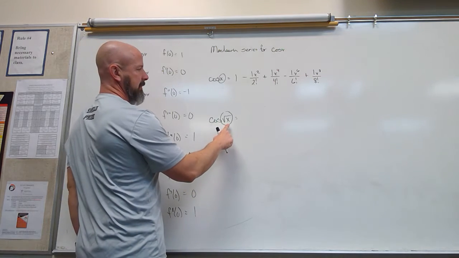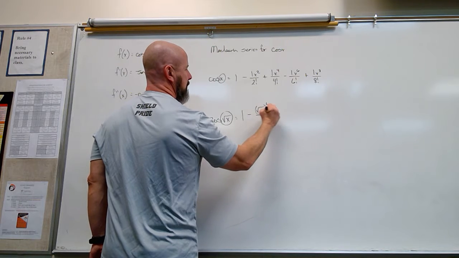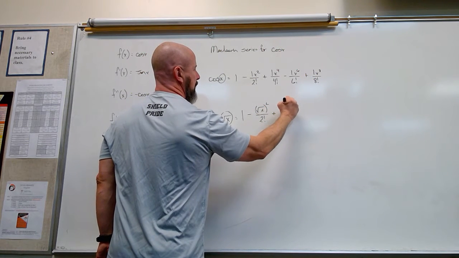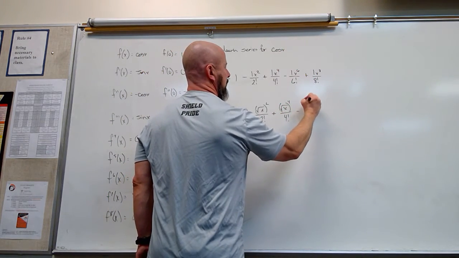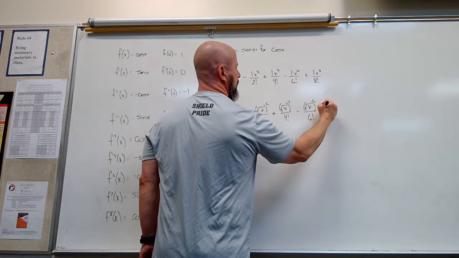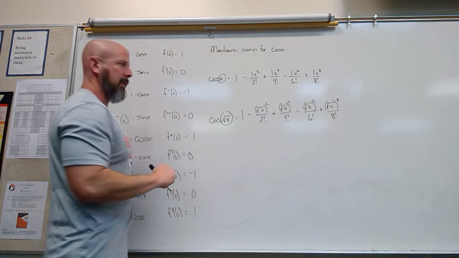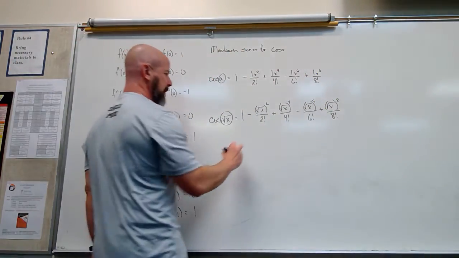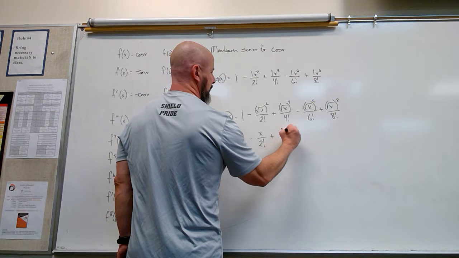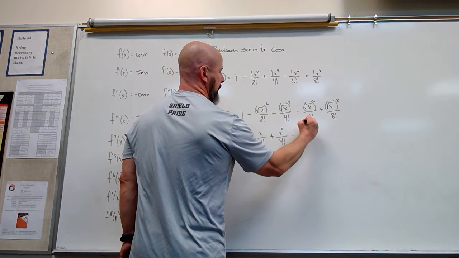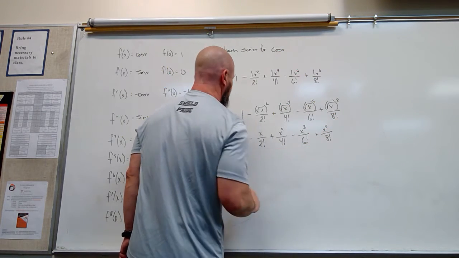So if I write it out, replacing square root x for every x, 1 minus square root x squared over 2 factorial plus square root x to the 4th over 4 factorial minus square root x to the 6th over 6 factorial plus square root x to the 8th over 8 factorial. Raw form, simplified out, would be 1 minus x over 2 factorial plus x squared over 4 factorial minus x cubed over 6 factorial plus x to the 4th over 8 factorial.